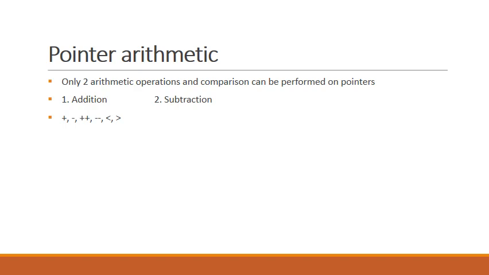Next is about pointer arithmetic. Arithmetic means what are all the different operations that you can perform with a pointer. So the arithmetic operations that can be performed on a pointer are two: addition and subtraction.